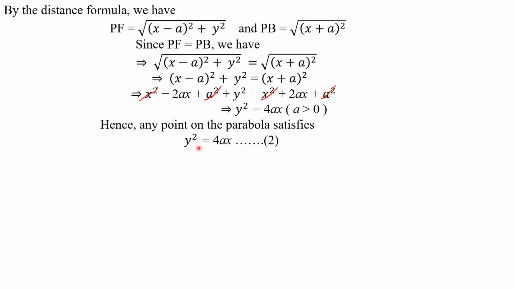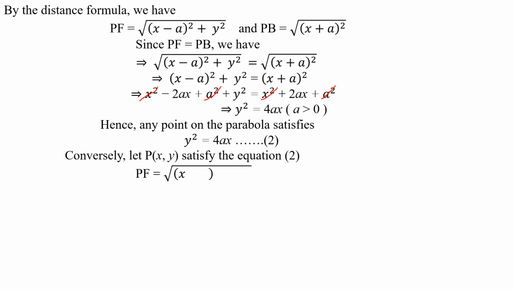Okay, my children? We got this condition. Conversely, let P(x, y) satisfy equation 2. Then PF is equal to the square root of (x minus a) whole square plus y square. What is y square here? 4ax. So let us substitute y square is equal to 4ax.